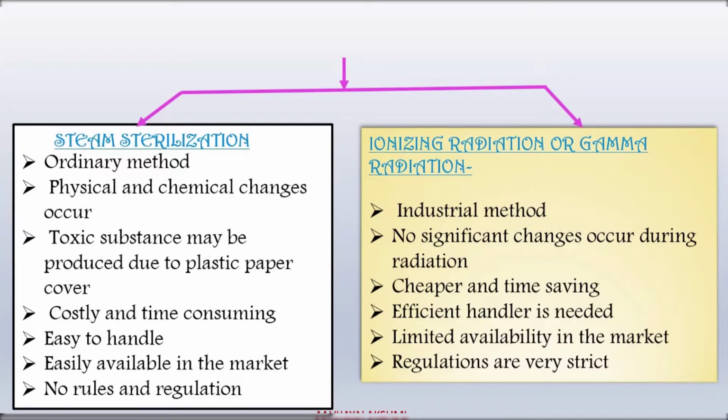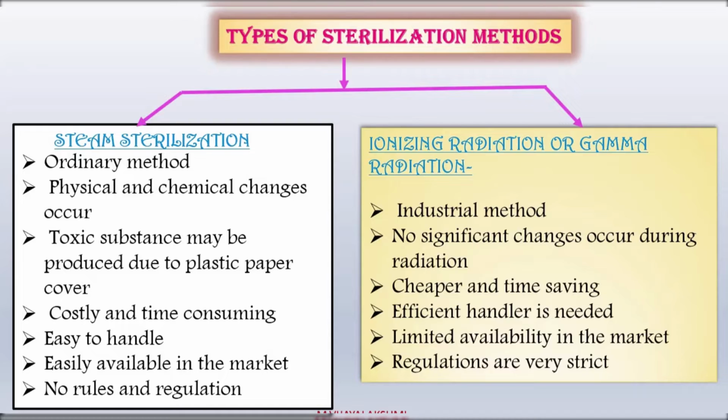Next slide is about the types of sterilization method. Here we are using two types of sterilization method. One is steam sterilization, another one is the ionizing radiation technique. In ionizing radiation, you have to use gamma rays only. That's why it's called the gamma radiation step.